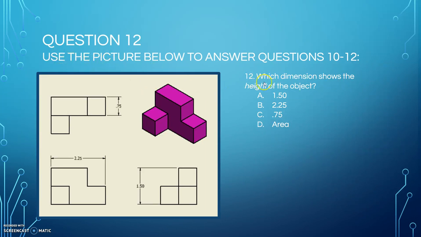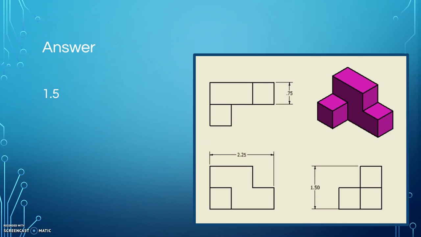Question 12. Which dimension shows the height of the object? Is it A, 1.5, B, 2.25, C, 0.75, or D, is it the area? The answer is going to be 1.5. So as I look at my right side view over here, this vertical measurement going up and down is 1.5 inches. This is the height.